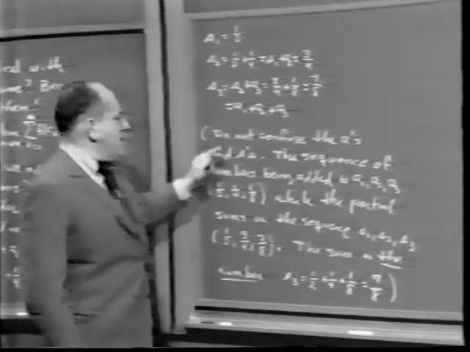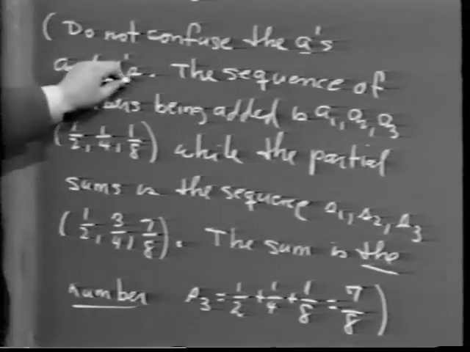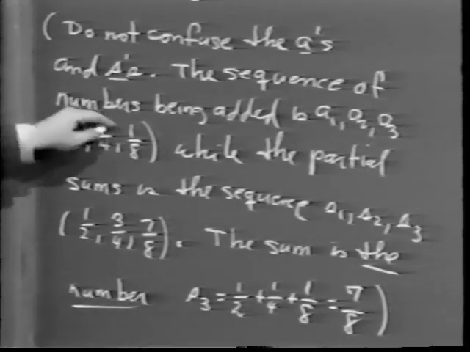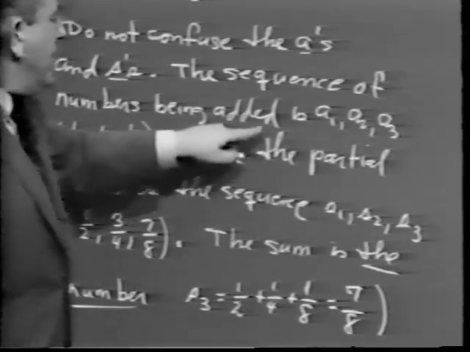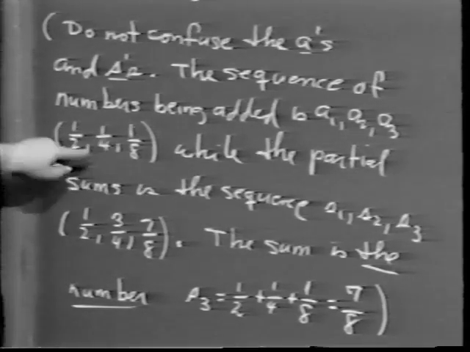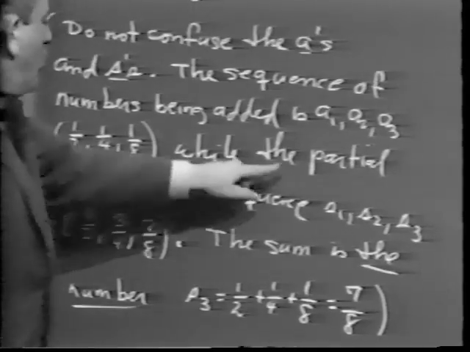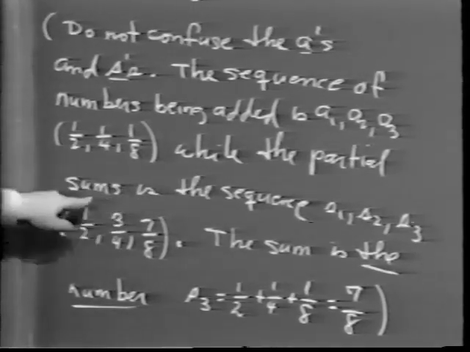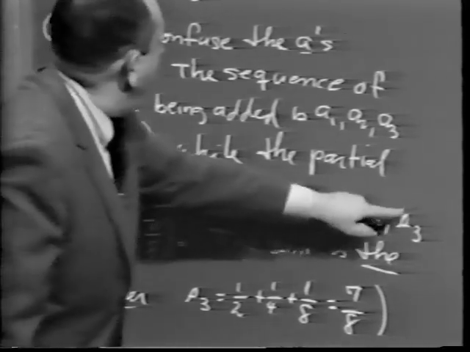In other words, in this particular problem, do not confuse the role of the A's with the role of the S's. Notice that the A's referred to the sequence of numbers being added. In other words, the A's were what? They were a half, a quarter, and an eighth. These were the three numbers being added. Notice that the S's were the partial sums. In other words, the partial sums form the sequence S1, S2, S3.